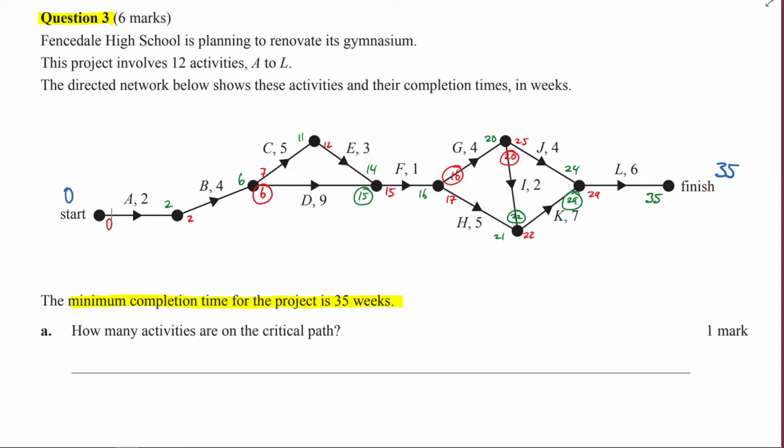Hooray. That means our critical path is where the numbers coming in and out are the same. So it's going to be 0, 0, 2, 2, 6, 6, 15, 15, 16, 16, 20, 20, 22, 22, 29, 29, all the way to the end there. So there's our critical path. So how many activities are on the critical path? 1, 2, 3, 4, 5, 6, 7, 8. So there are going to be 8 activities on the critical path.